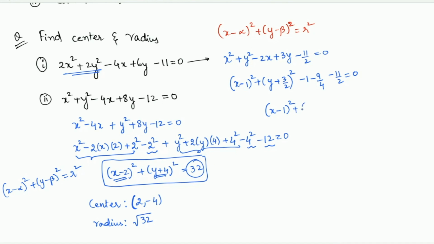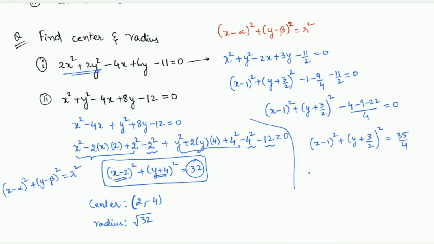x minus 1 whole square plus y plus 3 by 2 whole square. LCM we can take 4. 35 by 4 we have it. So this is x minus 1 whole square plus y plus 3 by 2 whole square equals 35 by 4. Now what is center here? Center and radius. 1 comma minus 3 by 2, and radius is root of 35 by 4.